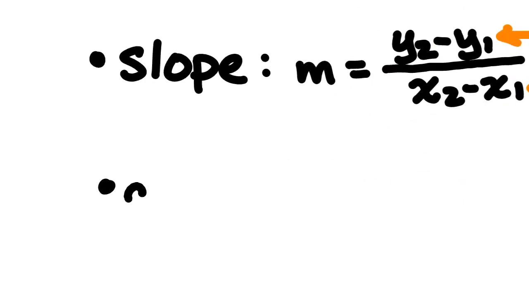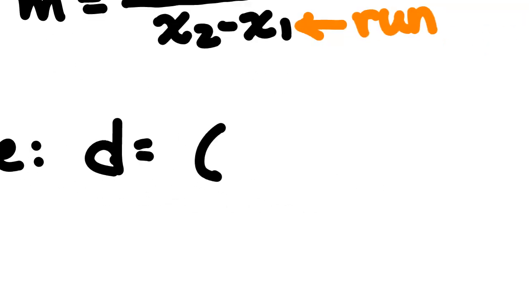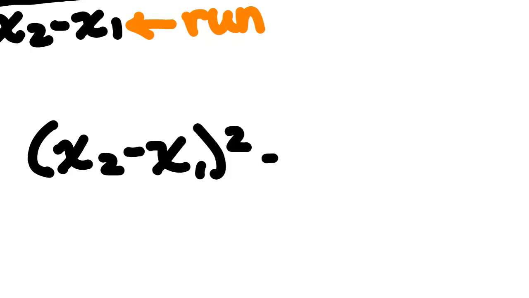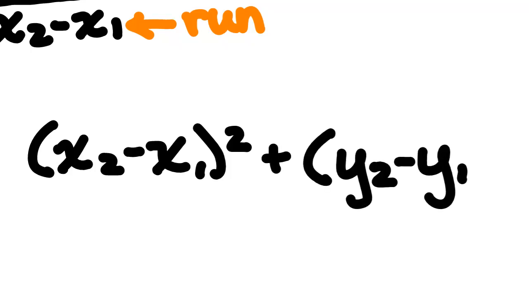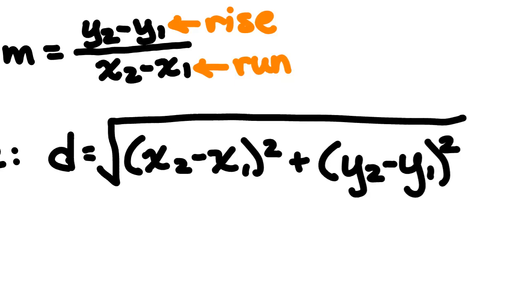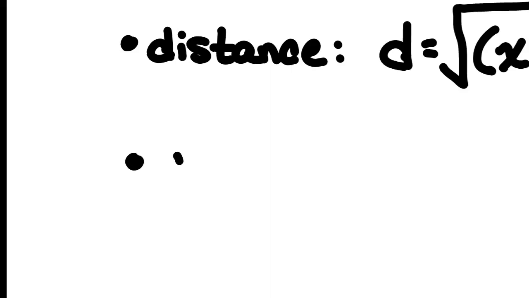Distance formula. So distance, lowercase d, is equal to, we subtract our x's, x2 minus x1, and we square it. Plus, and then we do the same thing with our y's, y2 minus y1, and we square that. After we add them together, we take the square root of the whole thing. That is the long one, yes.